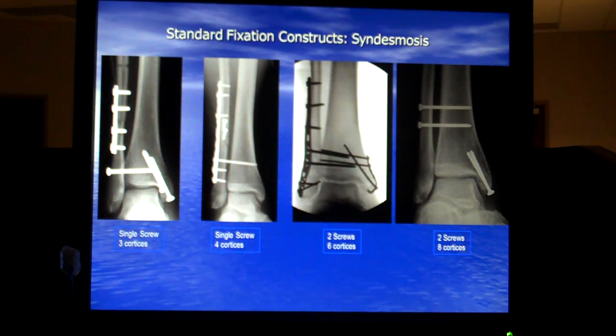Single screw, 4 cortices, and if it breaks, so what? And I tell the patient it's going to break. Yeah, I'm the same way.